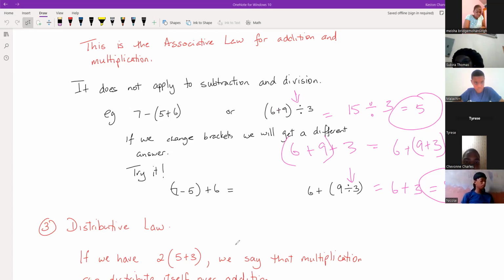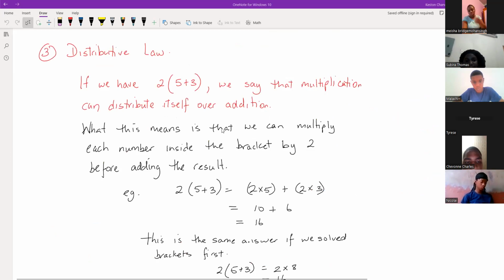Everybody understand that? Just drop a 1 in the chat board if you do. Everybody good, right? Nikolai, Misha, good, Siobhan, Sabira. Tyrese, you okay with that?